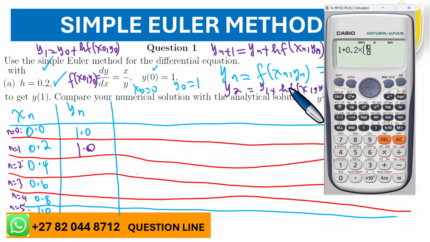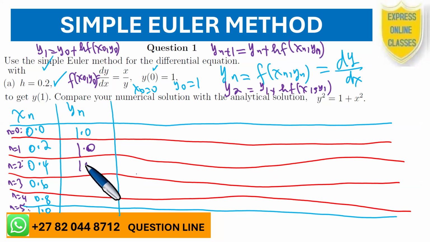Now you have x1, y1. What is x1? x1 is 0.2, so you punch a 0.2 here, and then y1 is 1. Which is 1.04. So here you're going to put 1.04. We're just finding these values, so let us continue and find more of this.